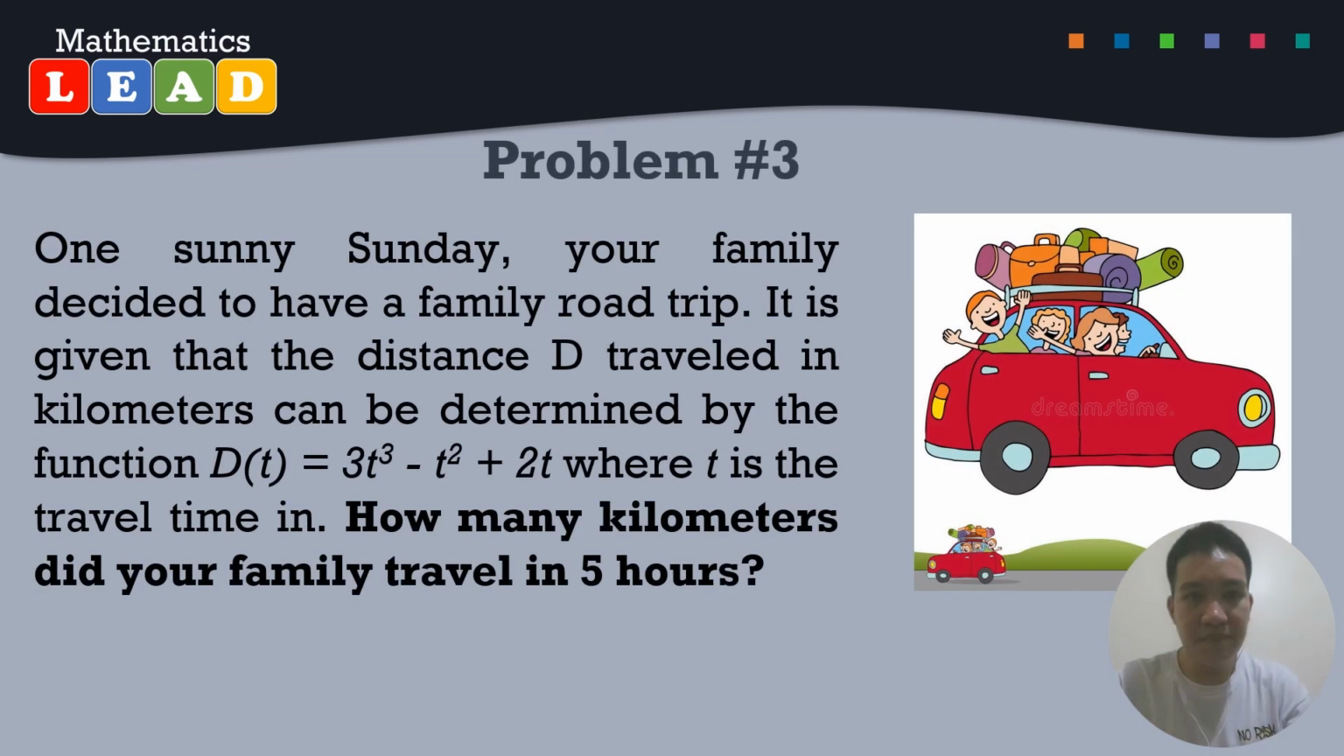For problem number 3, one sunny day, your family decided to have a family road trip. It is given that the distance d traveled in kilometers can be determined by the function d of t is equal to 3t cubed minus t squared plus 2t, where t is the travel time in hours. The question is, how many kilometers did your family travel in 5 hours?